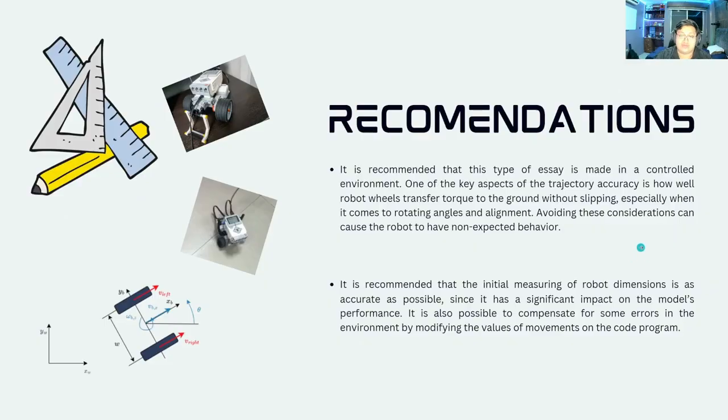And as recommendations, it's desired that this practice be done in a controlled environment. This means on an optimal surface that prevents slipping, for example, and also it's recommended that we are as accurate as possible with the measurements of the distances of the robot to prevent any errors in the model.